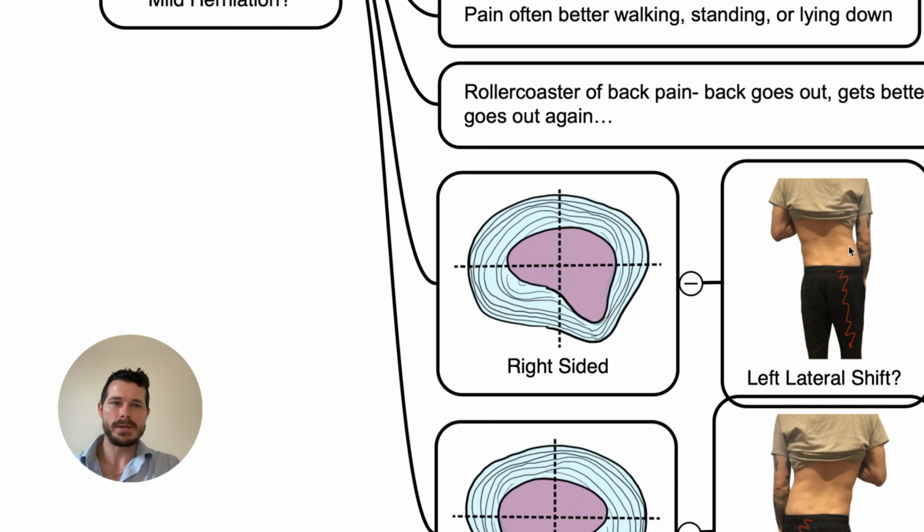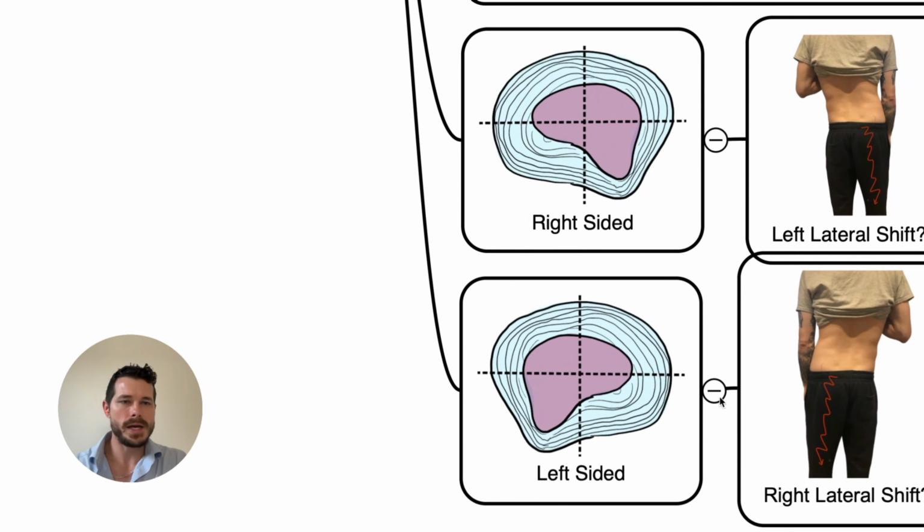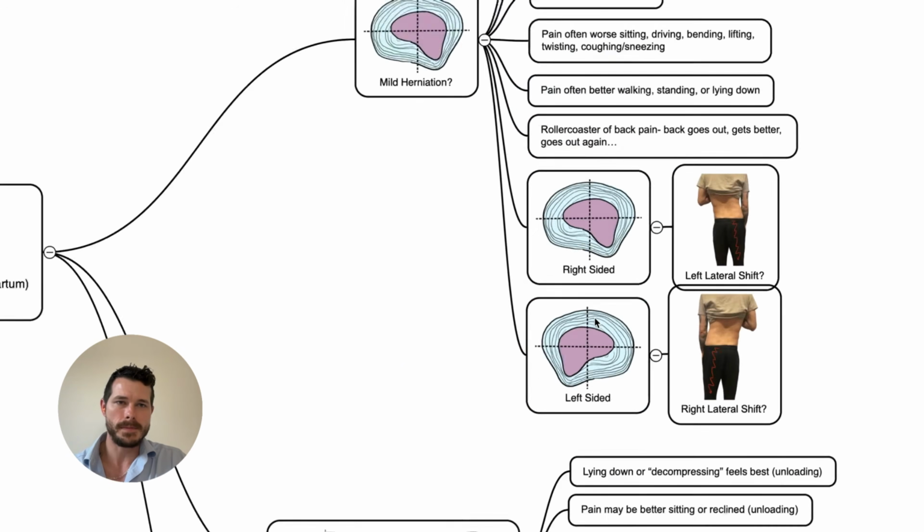If it's right-sided, and you are going to have some type of lateral shift, that's a telltale sign of a disc herniation, you'll almost always be shifted away from it. Sometimes towards, but oftentimes away. If it's left-sided, then you will often be shifted, again, away from it as the body tries to get away from the painful lesion or issue in the spine.